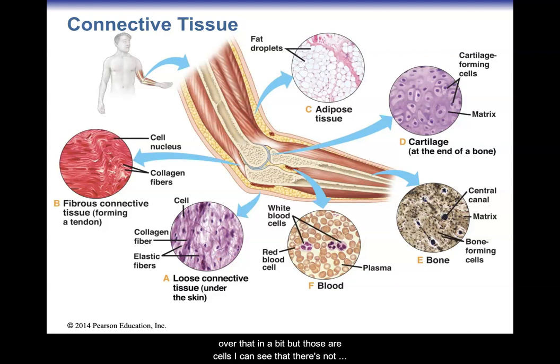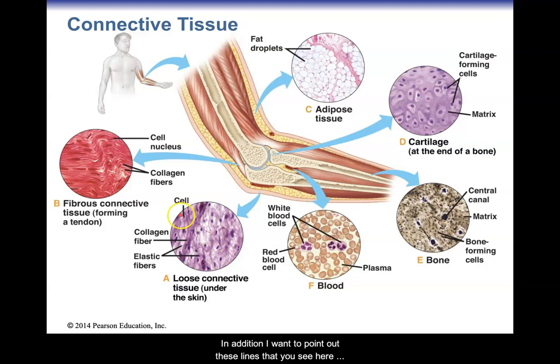But those are cells, and I can see that there's not really an organization to those cells. They're just kind of placed randomly. That's what is going to give loose connective tissue its name. In addition, you might see this in texts as areolar connective tissue. It means the same thing.